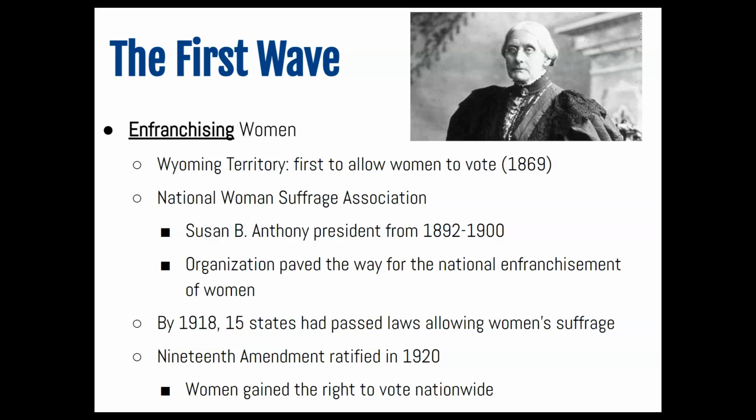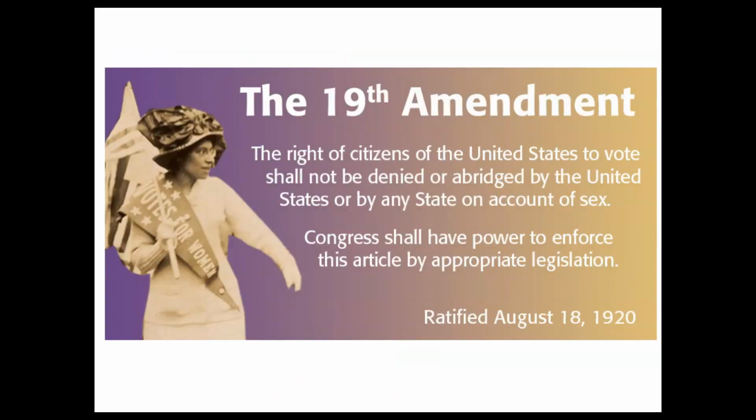The 19th Amendment, ratified in 1920, gave the right to vote to women nationwide. And it reads, "The right of citizens of the United States to vote shall not be denied or abridged on account of sex. Congress shall have the power to enforce this by appropriate legislation."